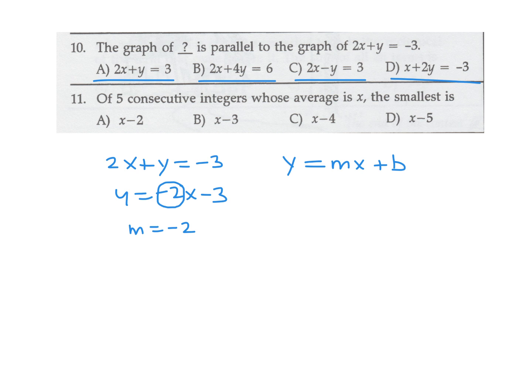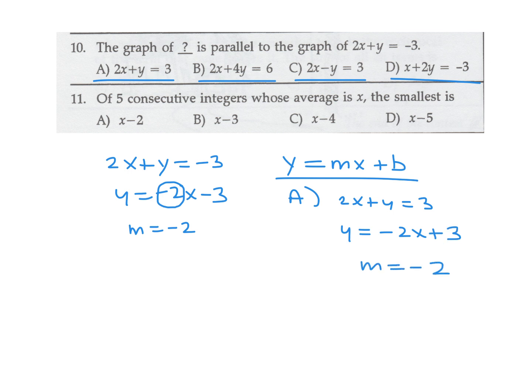Well, you can go through every single one, and hopefully you'll see very quickly that choice A, which is written as 2x plus y is equal to 3, when it's written in that form, it'll be y equals minus 2x plus 3, and therefore for this one, the m is also minus 2. And because the lines are parallel, they would have the same slope. So number 10 would be A.